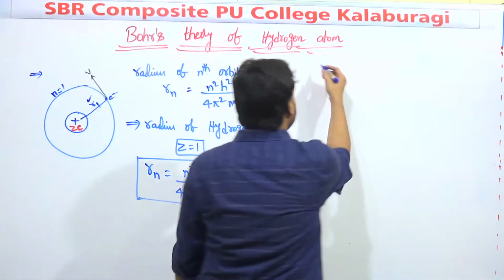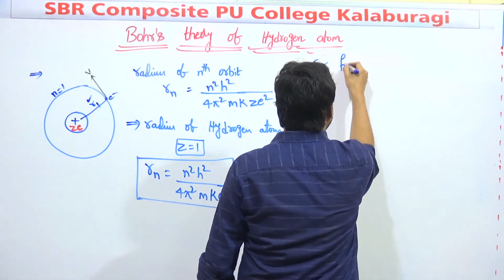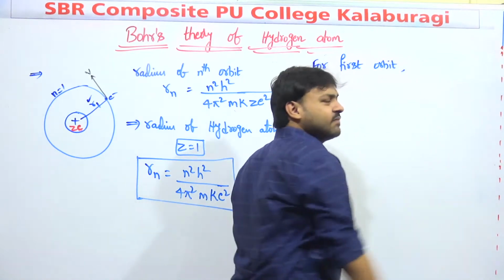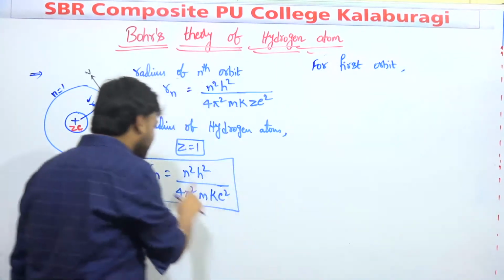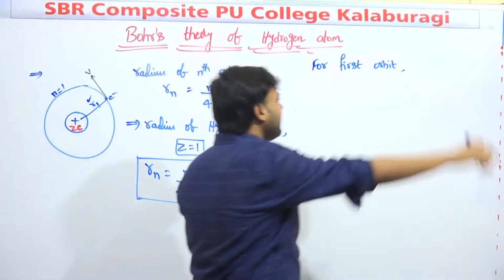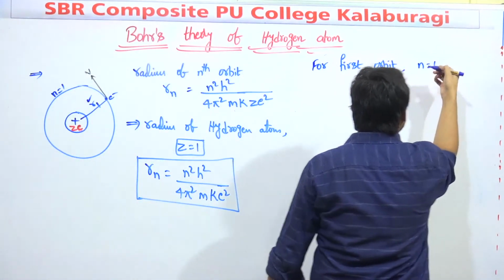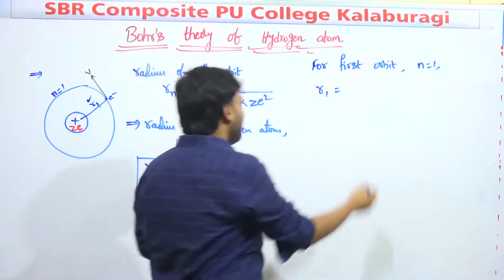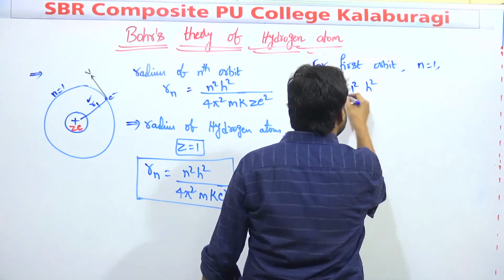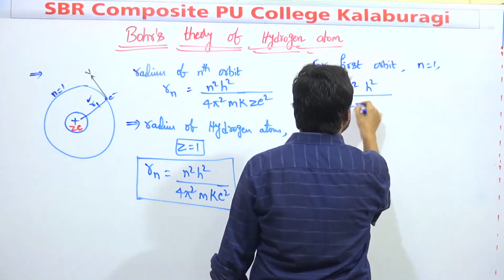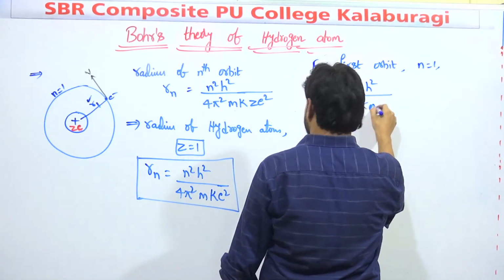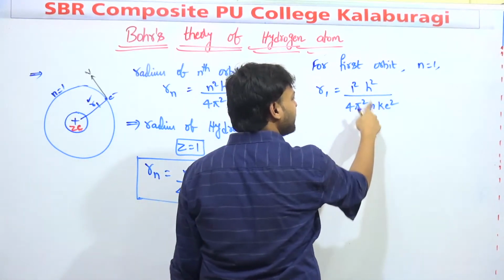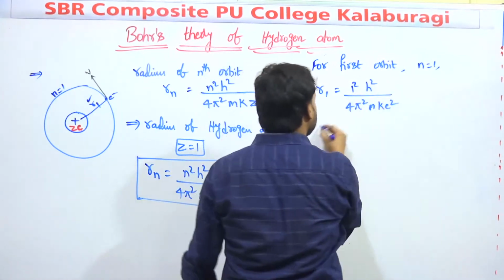So now for the first orbit, how to calculate? Think how to calculate for the first orbit. What is the n value? The n value will be 1. So I can write R1, n is 1. So it will be 1 square h square divided by again 4 pi square m k e square. So n value is 1, h square divided by 4 pi square m k e square. And we can substitute the values.